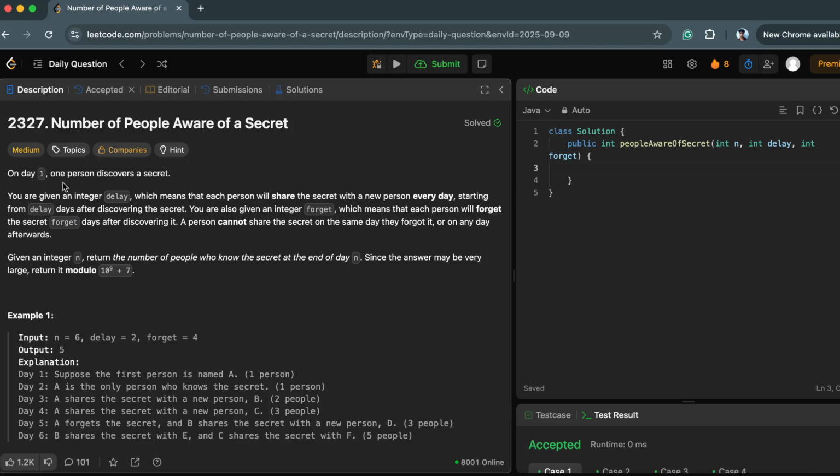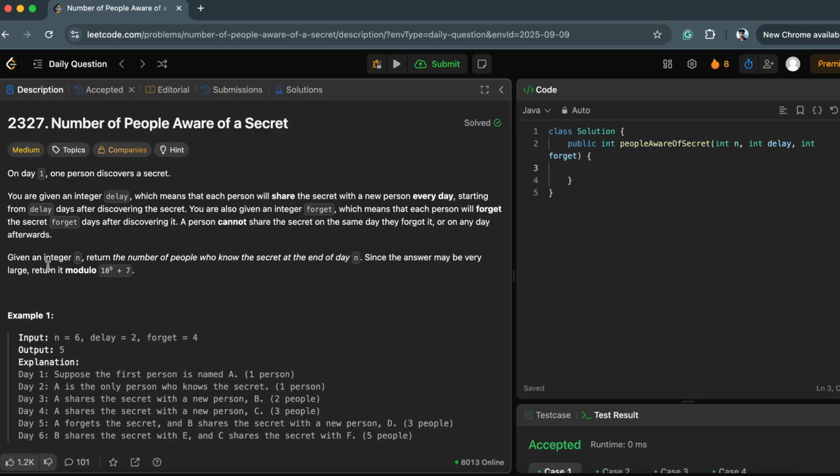Good question to consider. Okay, let me read the problem statement. On day one a person discovers a secret. You are given an integer delay, which means that each person will share the secret with a new person every day starting from delay days after discovering the secret. You are also given an integer forget, which means that each person will forget the secret forget days after discovering it. A person cannot share the secret on the same day they forget it, or on any day afterwards.